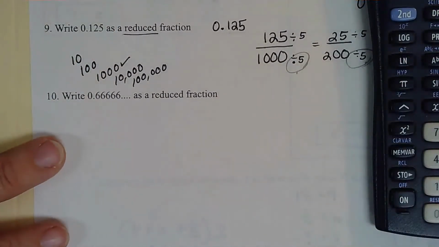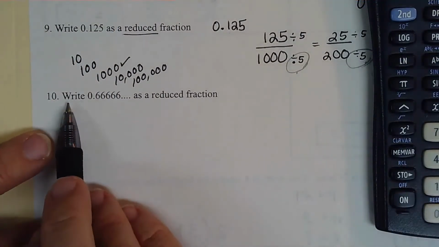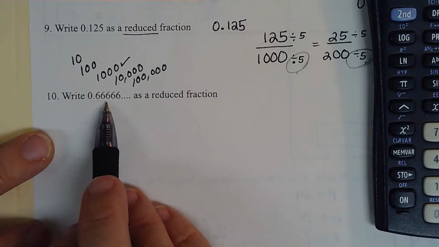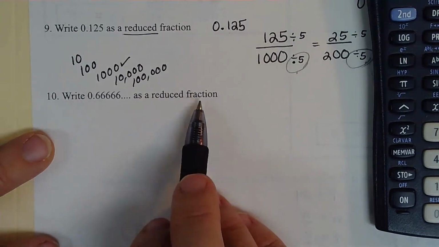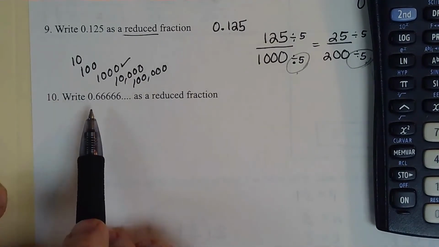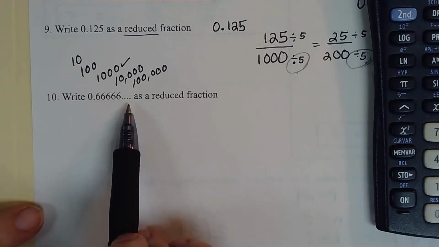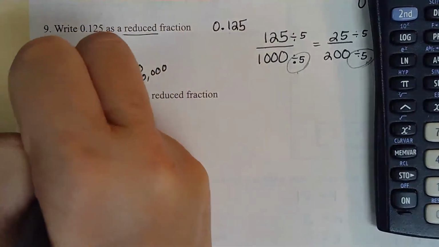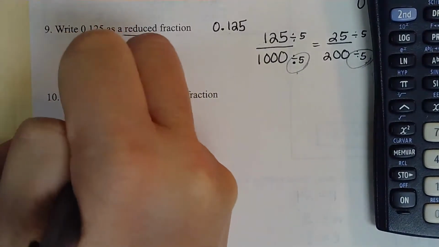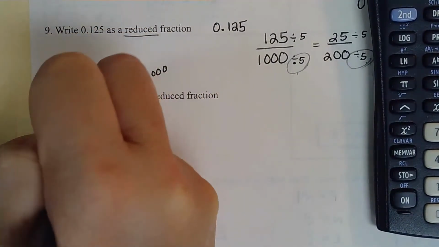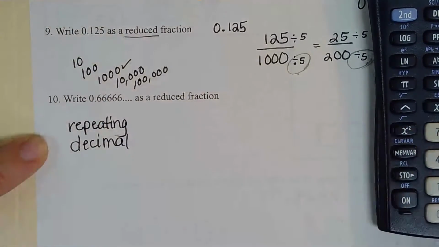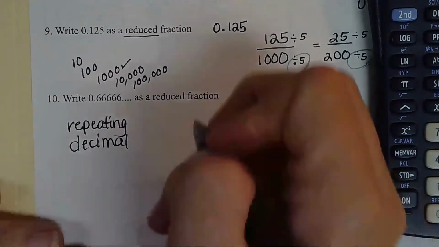All right, last problem, number 10. Number 10 is saying write 0.666666666 as a reduced fraction. Okay, one thing that I noticed is that this is a repeating decimal. What number repeats? The 6.